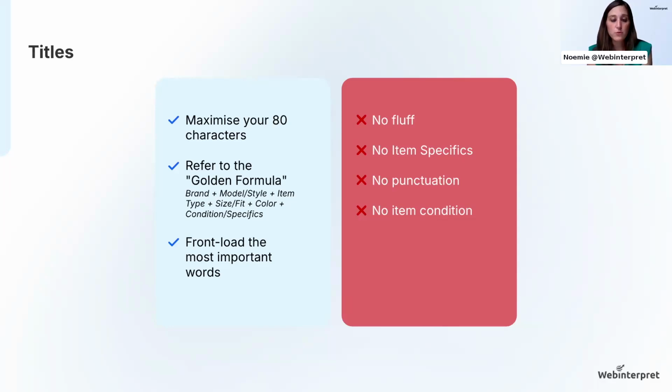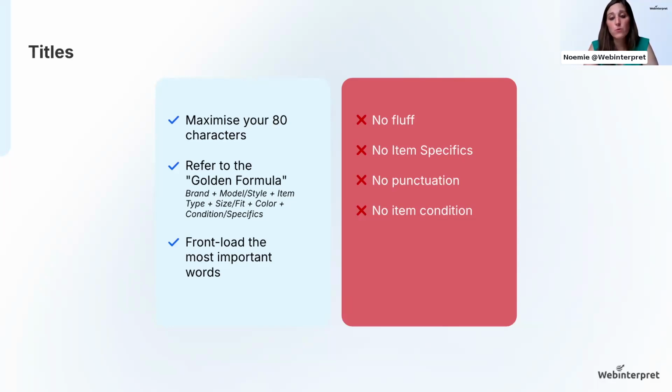Front load the most important keywords. The first 60 characters are always visible. Beyond that can be cut on mobile. And we know that 66% of eBay's GMV comes from mobile buyers. So this matters enormously. Write for the search engine and the buyer simultaneously.